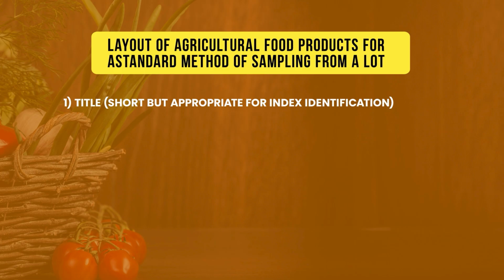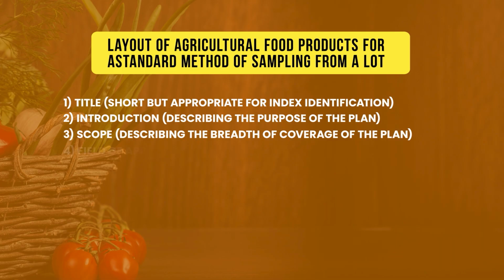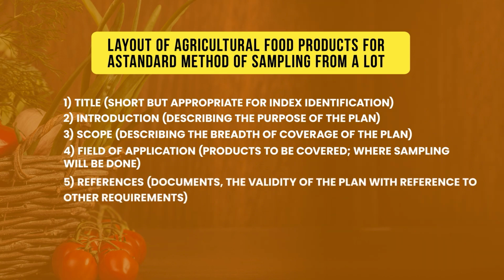What kind of things you should cover? You should cover a short but appropriate index identification, title of sampling. Introduction, describe the purpose of the plan. Scope, what this plan covers, describing the breadth of coverage. Field of application, products to be covered, where sampling will be done. Reference, documents the validity of the plan with reference to other requirements.